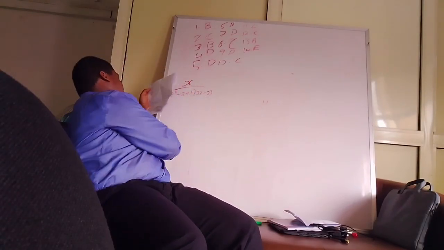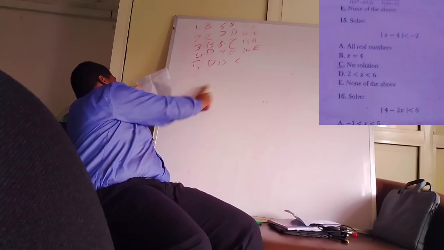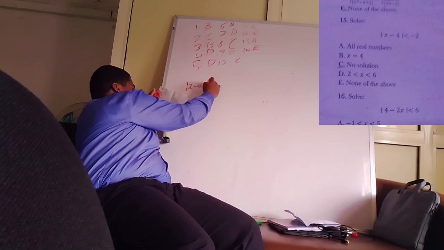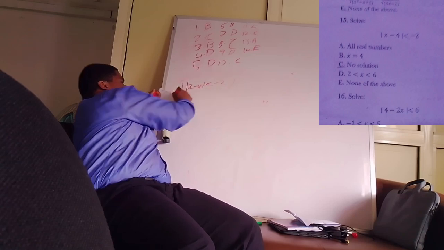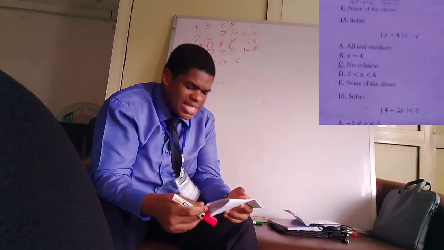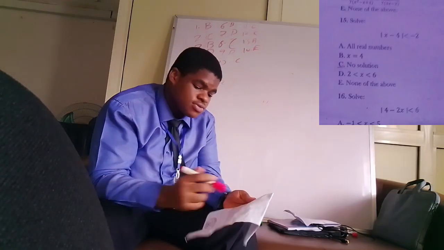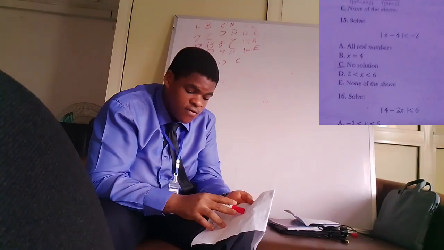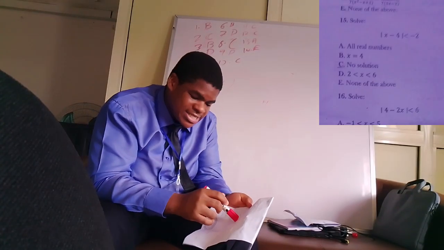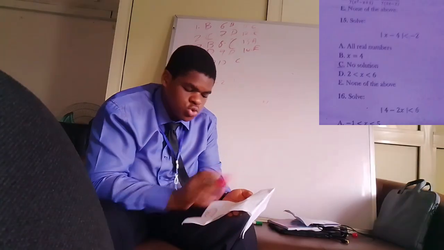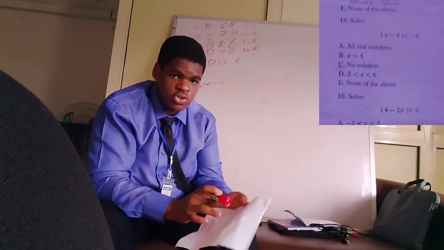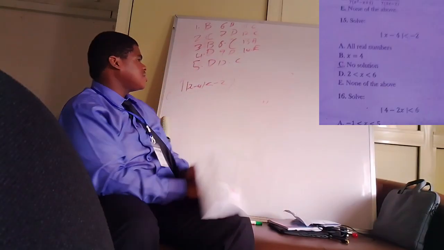Question 15 now says the absolute value of x minus 4 is less than minus 2. In this question, I first of all almost made the mistake of even attempting it, until I realized that the absolute value should always give a positive number. The absolute value of x minus 4, no matter what it is, must be greater than or equal to 0. But in this case we have less than minus 2. So there's no solution at all. The answer is none of the above. There's no solution to this in the real numbers.